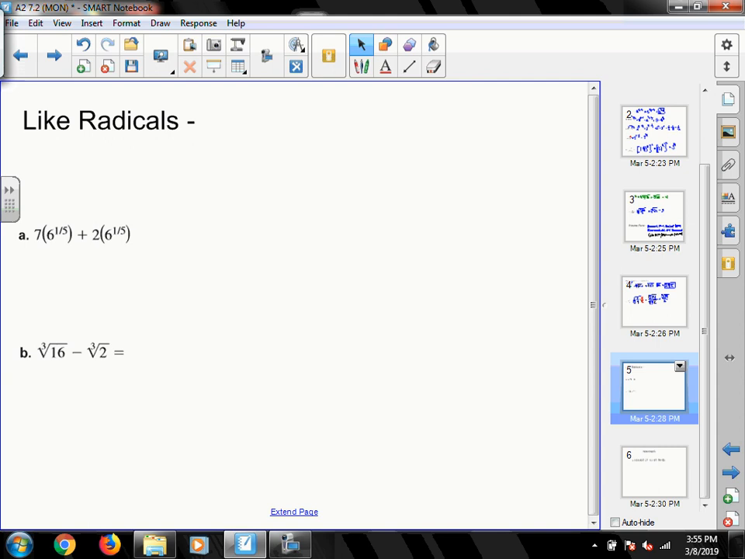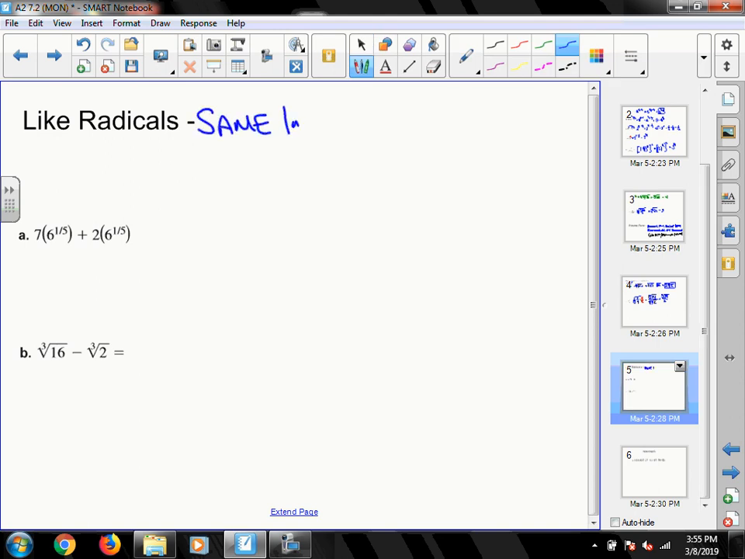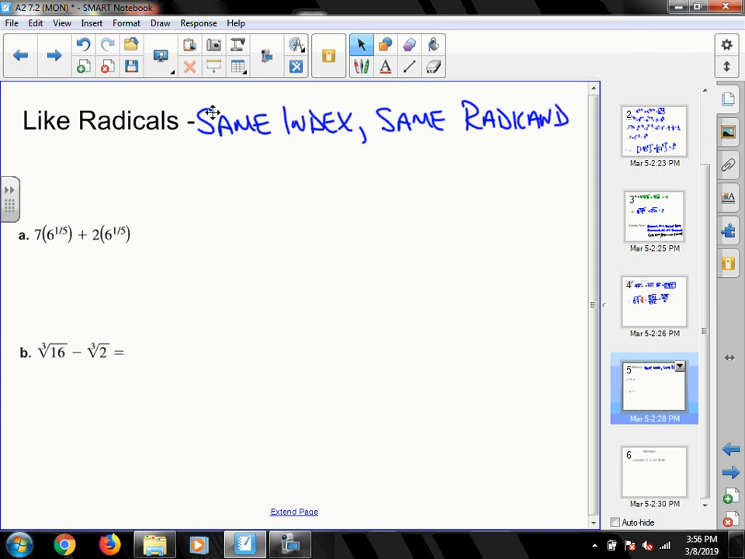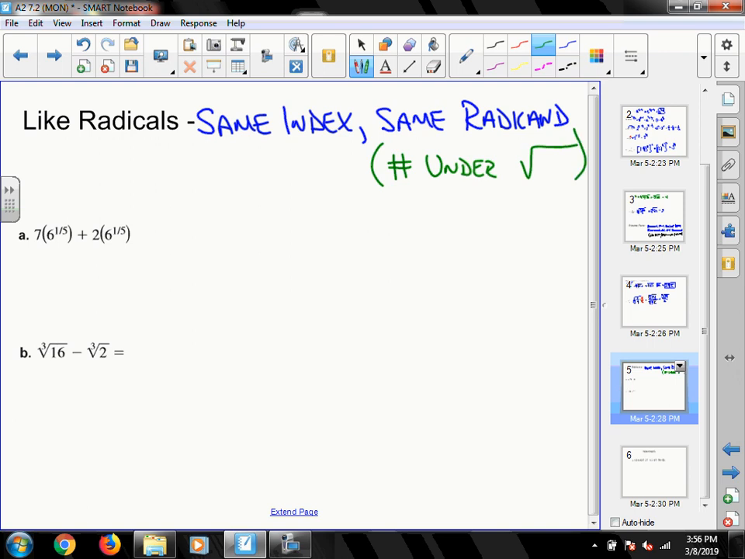The very last thing that I want to talk about, and you guys are probably sick of listening to me already, or you already have me on double speed. Like radicals means the same index. Meaning I'm taking the same root, and I need the same radicand. Just a refresher, that's the number under your root, whatever it is. Doesn't have to be a square root, that's just easy for me to put up there real quick.